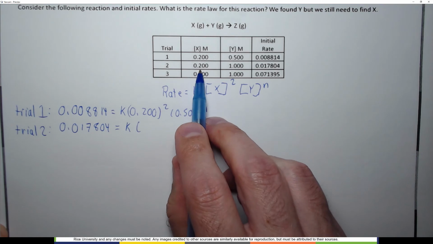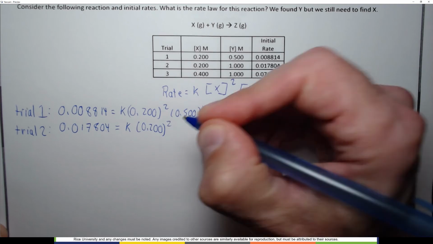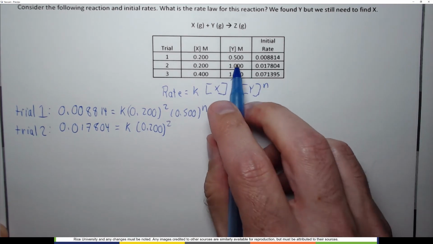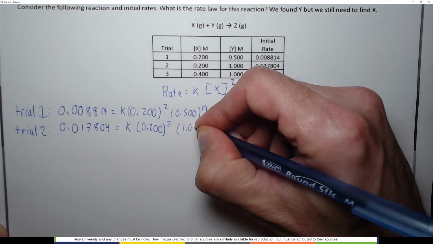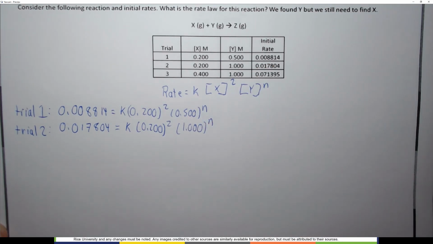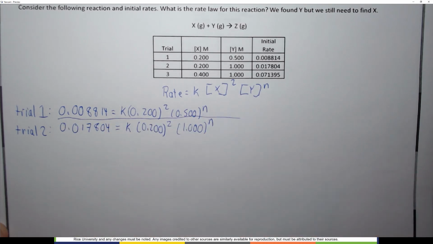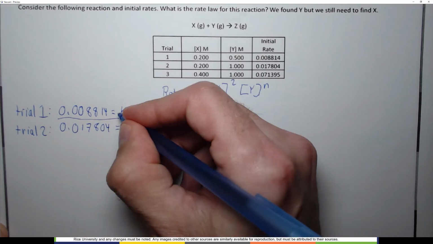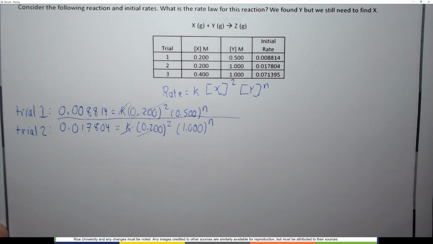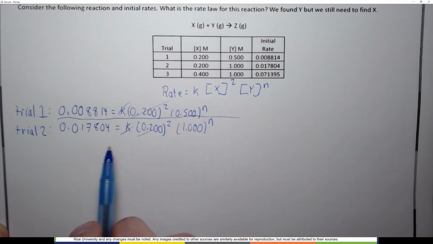In this case, the concentration of x is the same, 0.200, still squared, or still to the m, it doesn't matter. The concentration of y is now 1.000 to the n power. Now, if you remember what we did before, how did we get rid of these variables? Well, we divide these equations. What cancels out? In this case, k cancels out, and the 0.2 squared, or 0.2 to the m, if you like, cancels out. So this is what's left.